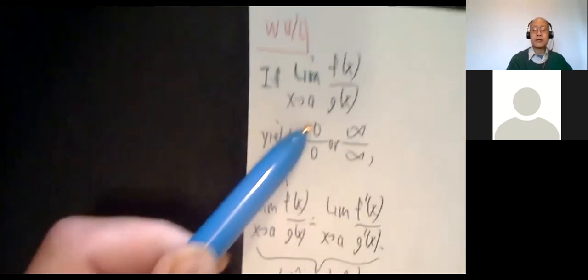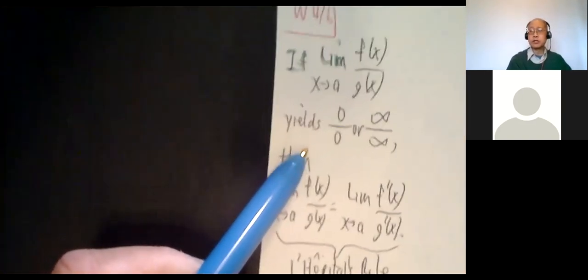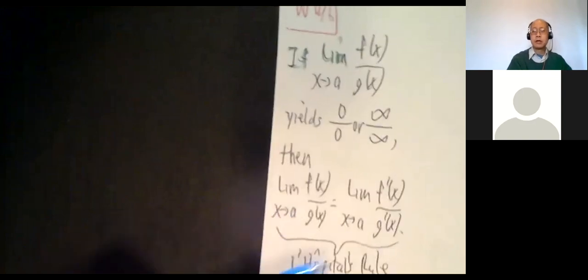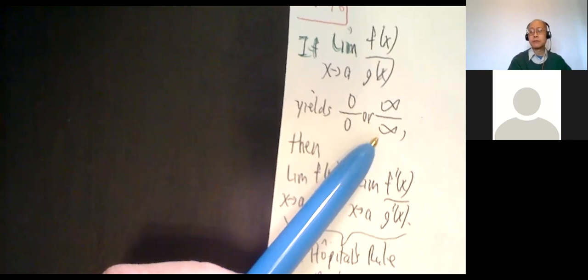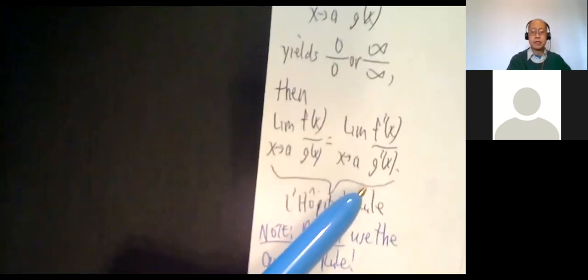All right, so this is L'Hopital's rule. If you have a limit of a quotient, it's got to be a quotient, something divided by something, and you get 0 over 0 or infinity over infinity, take the derivative of the top, take the derivative of the bottom, you get the same limit.